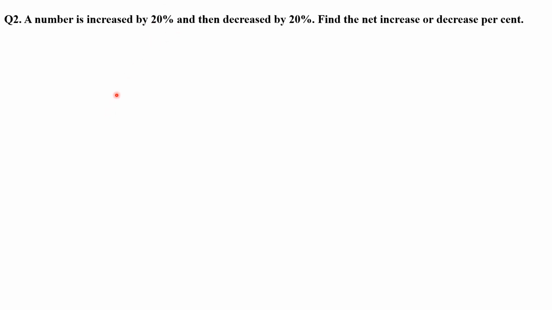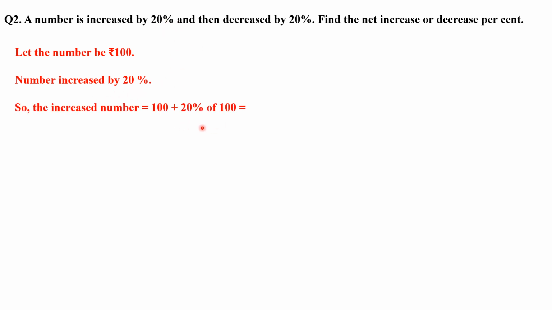So I'm going to assume the number is 100 and the number increases by 20%. What will be the number after an increase of 20%? It will become 100 plus 20% of 100. Now I have to calculate it. So it will be 100 plus 20 by 100 multiplied by 100, and from here 100 and 100 I can cancel, and the number will be 120. So I got my increased number.